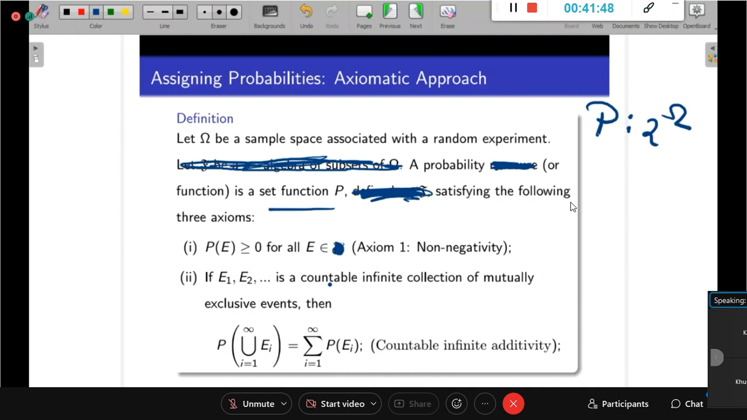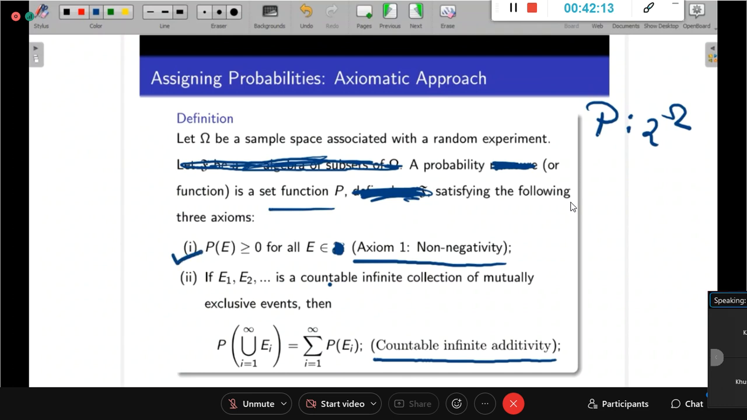I hope you are comfortable with the definition of the power set of omega, that it consists of all the possible subsets of omega, satisfying the following three axioms. The first axiom is non-negativity. The second axiom is countable infinite additivity. The third axiom will also come.